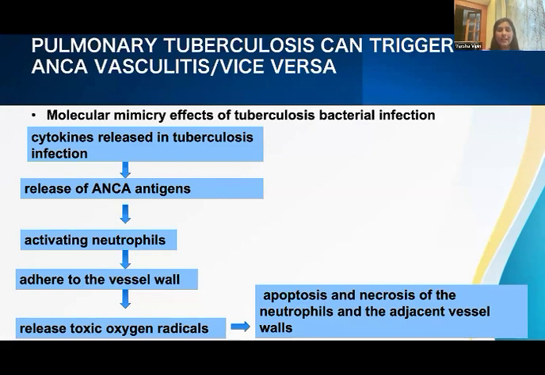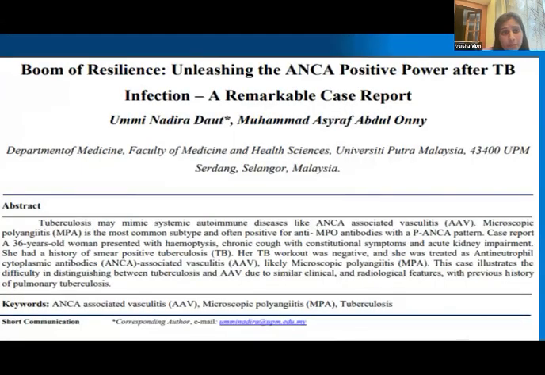Pulmonary tuberculosis can trigger ANCA vasculitis, as well as vice versa. The mechanism is said to be something like molecular mimicry, because the cytokines released during tuberculosis infection also cause release of ANCA antigens, which simultaneously activate the neutrophils. This releases various oxygen radicals and leads to apoptosis as well as necrosis of the neutrophils and the adjacent vessel wall. This is said to be one of the primary pathophysiological mechanisms involving ANCA vasculitis in this group of patients.